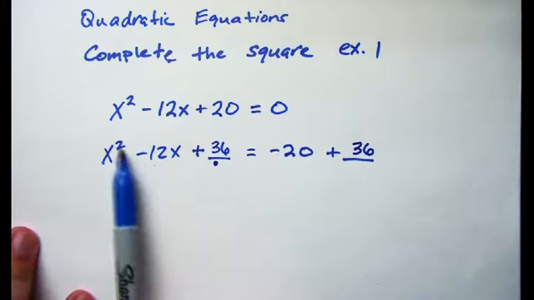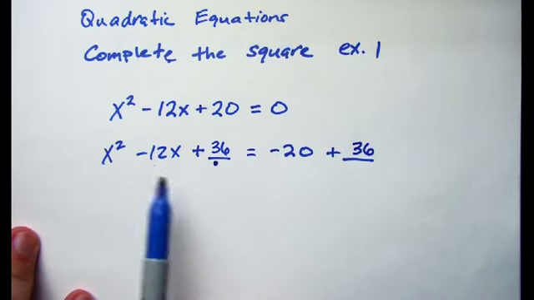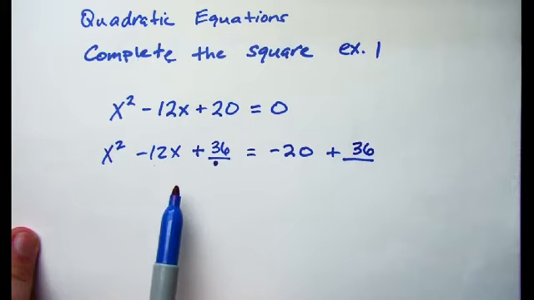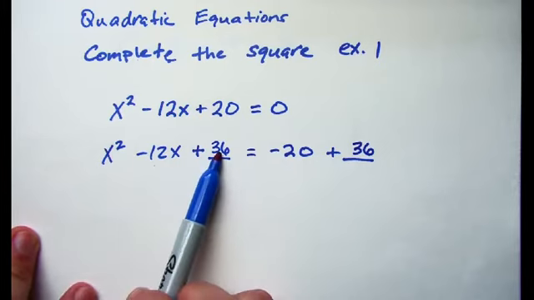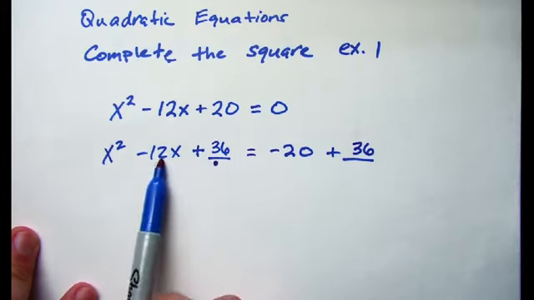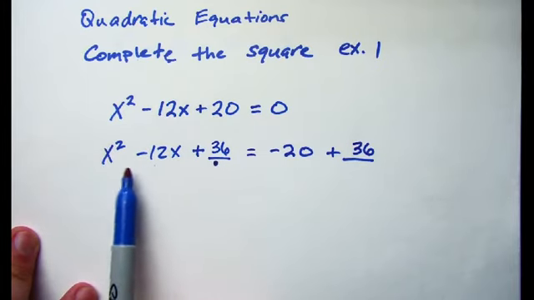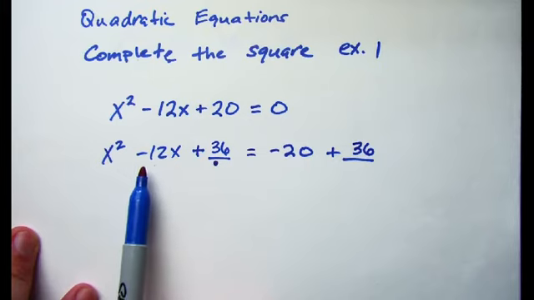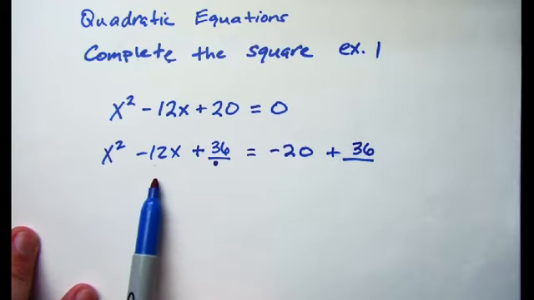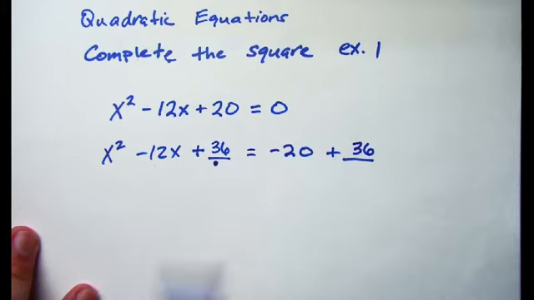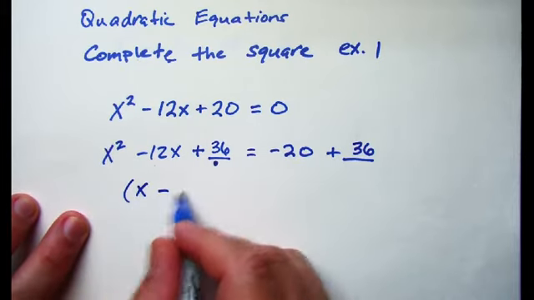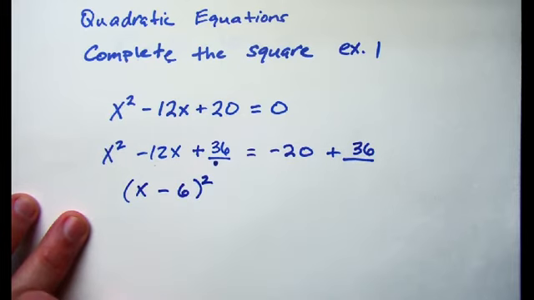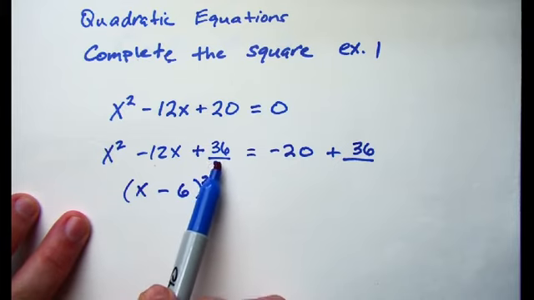Now this has created a perfect square trinomial, so it will factor to a quantity squared. If we were normally factoring this, we'd say factors of 36 that add to be negative 12 would be negative 6 and negative 6. So we would get x minus 6 times x minus 6. But instead of writing x minus 6 times x minus 6, we'll write this as x minus 6 quantity squared.